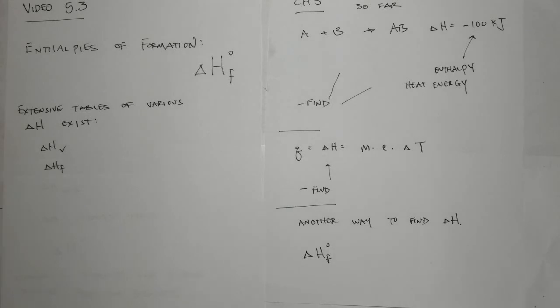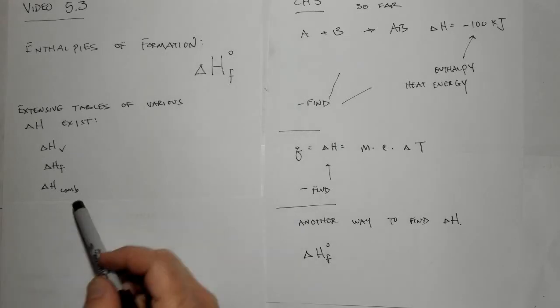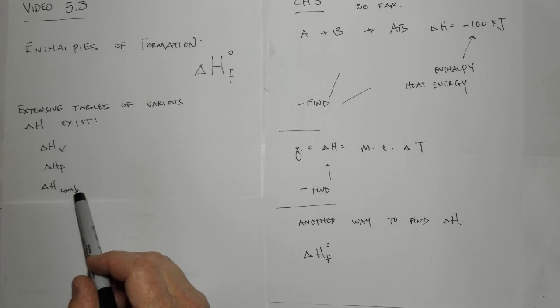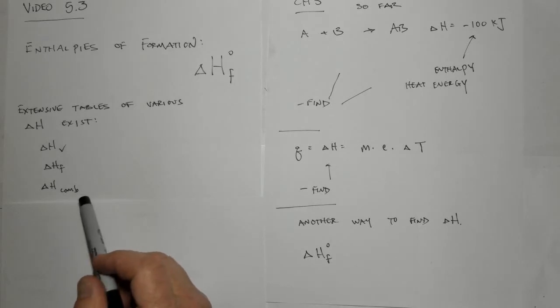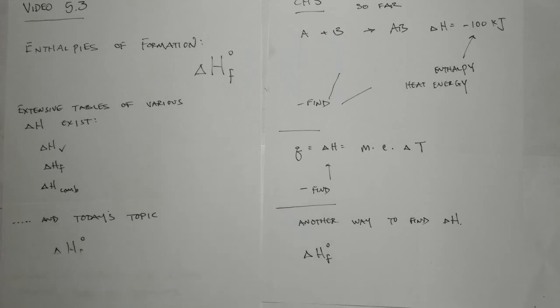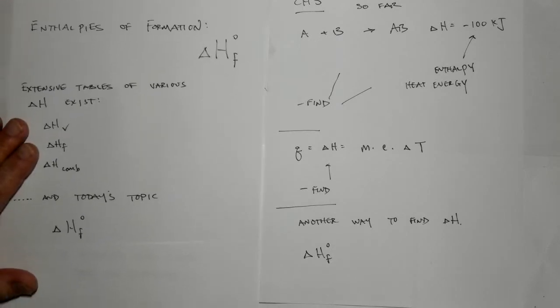There are extensive tables of enthalpies of fusion for freezing of various things, or going from solid to liquid or liquid to solid. There are lots of calculations already published that have the enthalpies of combustion, or things that get burned, and how much energy is released or absorbed when things are combusted in oxygen. Well, today's topic is another tabulated value, and these are called the enthalpies of formation.